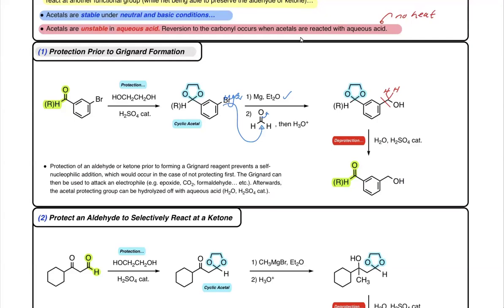Then after we're done using that Grignard reagent, we can deprotect. We can react with aqueous acid, and we essentially remove that acetal protecting group, severing its connection. We regenerate the 1,2-diol, which would be a byproduct. And as a result, we regenerate the aldehyde/ketone that we originally protected. So instance number 1 is using a protecting group prior to forming a Grignard reagent when we have an alkyl bromide and an aldehyde or ketone in the same structure. Gotta protect prior to Grignard reagent formation.